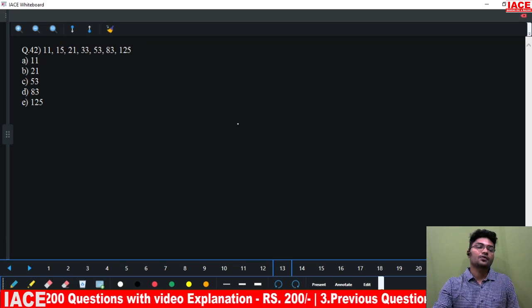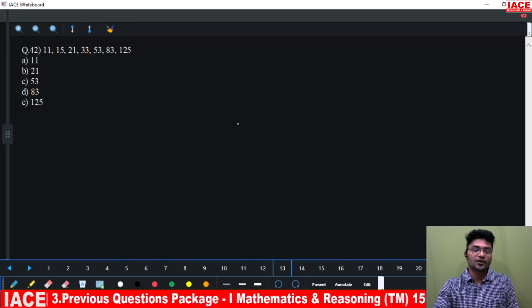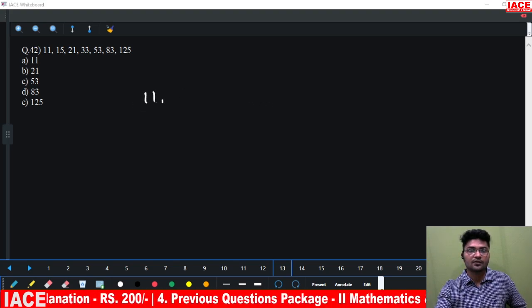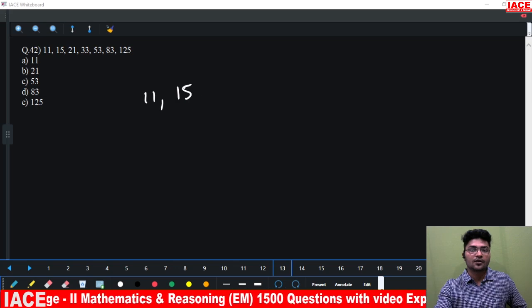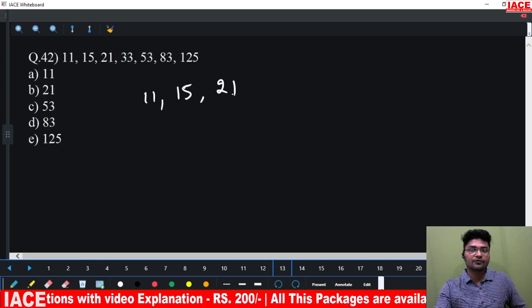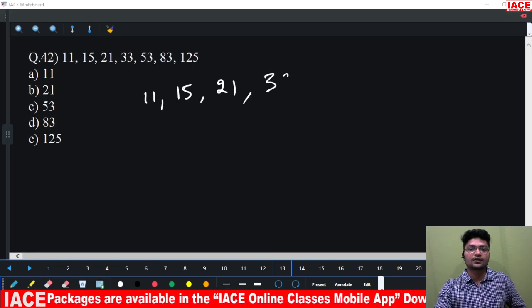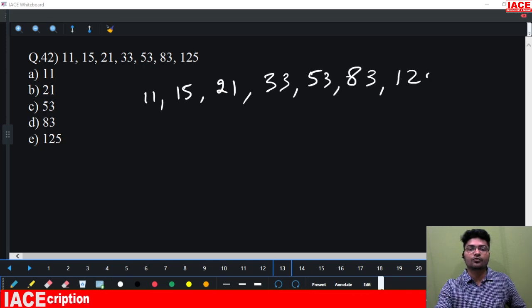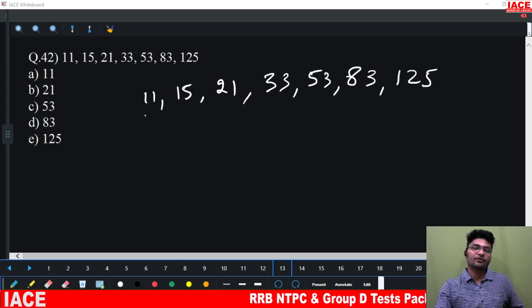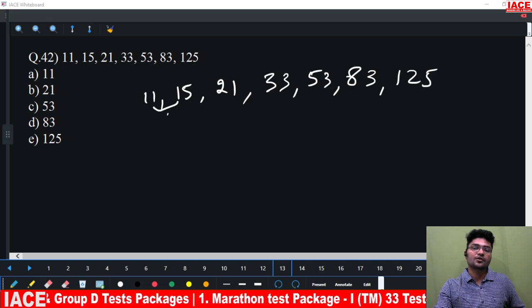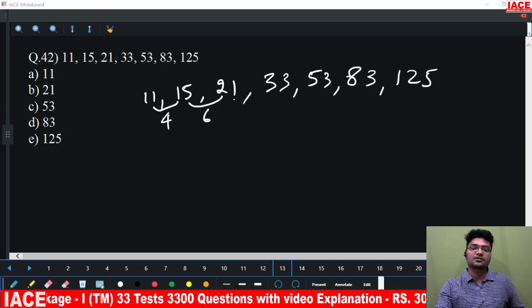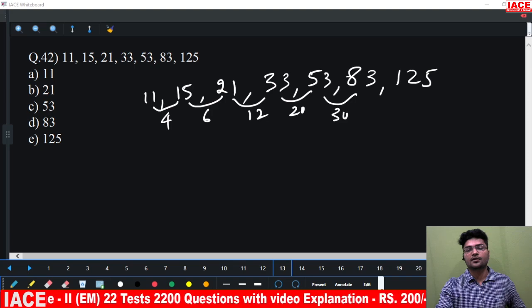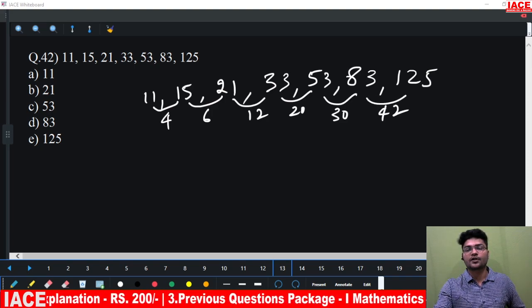Next question. Question number 42. If I write down the numbers first of all, 11, 15, 21, 33, 53, 83 and 125. Again, if I write down the differences, here the difference is how much? 4, 6, 12, 20, 30, and this difference is 42.